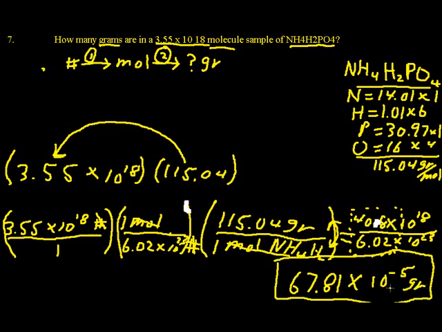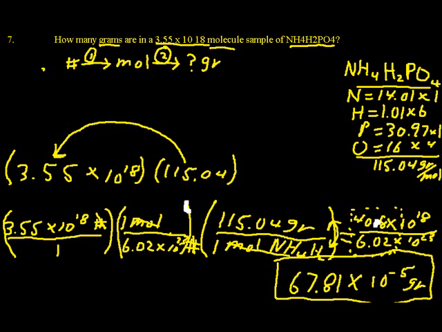Now, is that a reasonable number? Well, 6.02 times 10 to the 23rd is 1 mole. This is a much smaller number. So I would expect the weight of this to be much less than the molar mass. The molar mass is 115 grams. This is telling me I have 67 times 10 to the minus 5th grams. Wow, that's a small number. That makes sense. It's a much lighter setup than before.